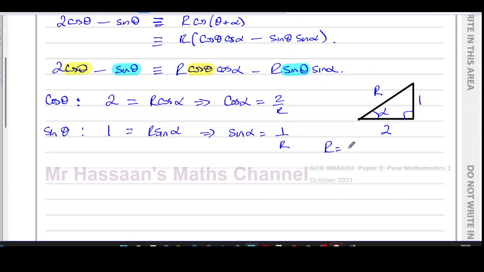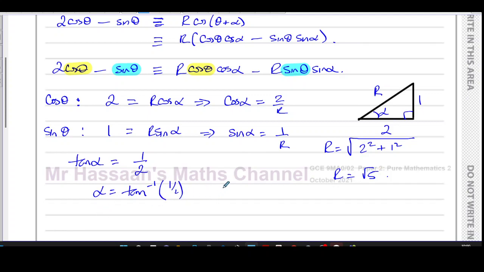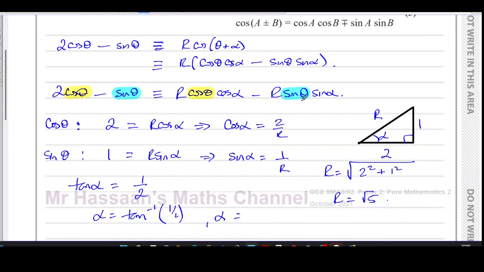So from this right angle triangle, I can now work out the value of r. By Pythagoras, r is equal to the square root of 2 squared plus 1 squared, which is 4 plus 1, which is 5. So r is equal to the square root of 5. I can also use the fact that the tangent of this angle is 1 over 2. So tan of alpha is equal to the opposite over the adjacent. So alpha is going to be inverse tan of a half. I have to give my answer in radians to 3 decimal places.